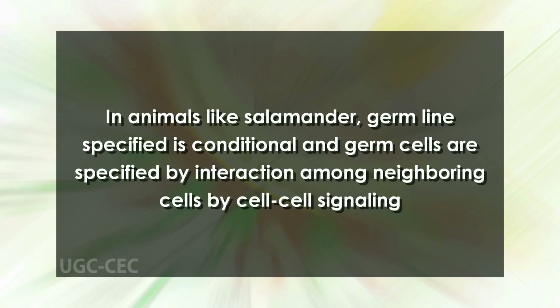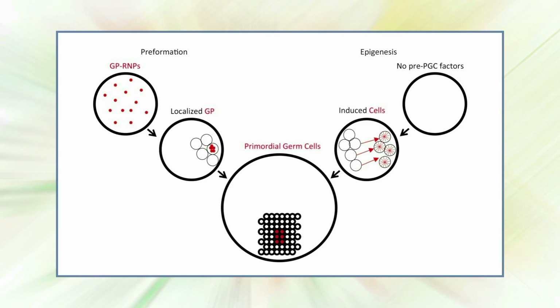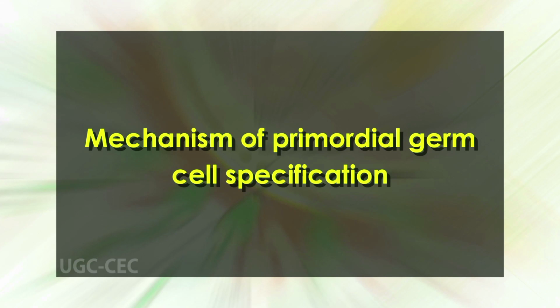In animals like salamander, germline specification is conditional and the germ cells are specified by interaction among the neighboring cells by cell-to-cell signaling. This is called induction or epigenesis of germ cell. There is not any cytoplasmic determinant present in the cells of such animals. Now let's discuss the mechanism of primordial germ cell specification.